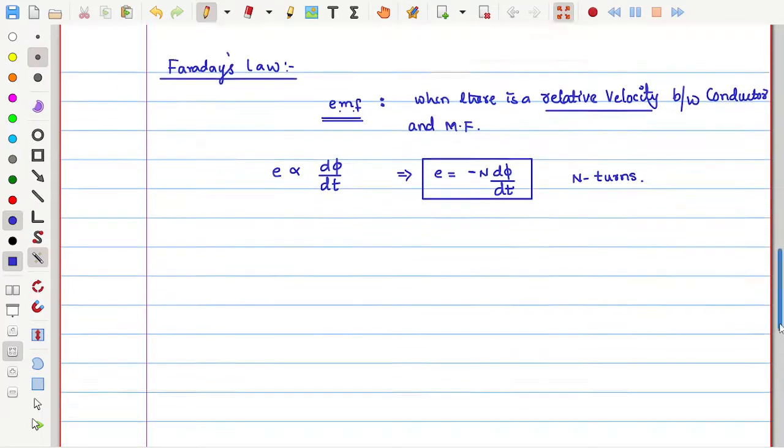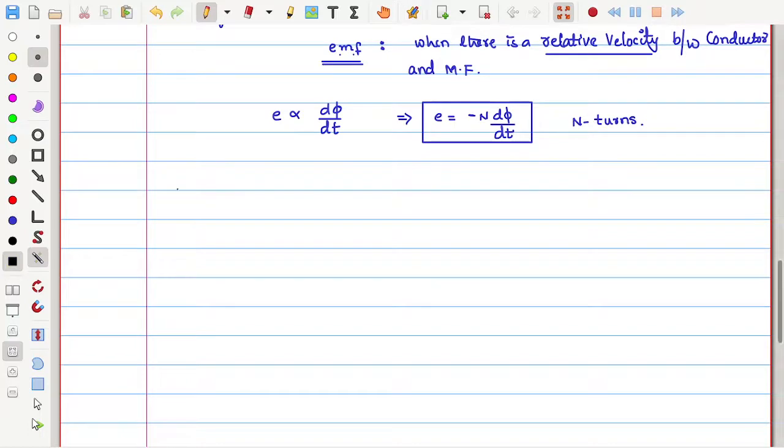Now let me introduce the concept of the transformer. First, let us see what is the necessity of the transformer, the necessity of the device. I'll write transformer as TF hereafter. TF means transformer.